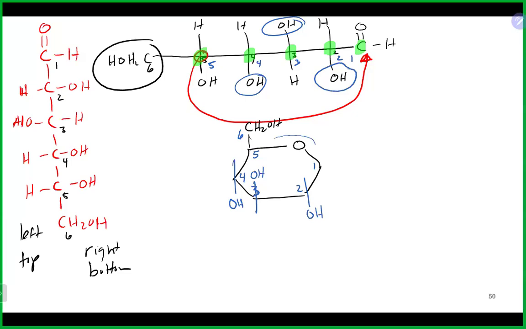Now that leaves us carbon number 1. And carbon number 1 depends on what anomer you are asked to draw, either the alpha or the beta anomer.